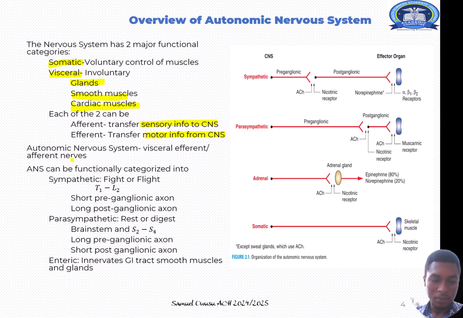Now, the main focus for this presentation is the parasympathetic nervous system. But then we have to be able to differentiate between the parasympathetic and the sympathetic. The sympathetic nervous system is the one that comes into play when your body is active. And so we say it is the fight or flight response. And it's mainly found from the thoracic portion of the spinal cord to the lumbar portion, specifically T1 to L2. Okay, and they have short preganglionic axons and long postganglionic axons.